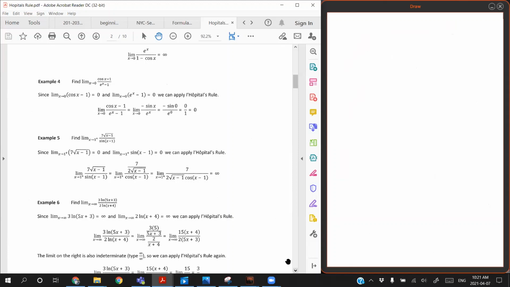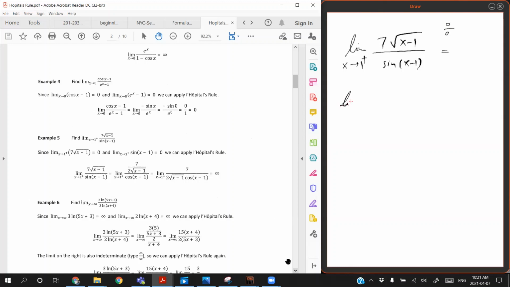Okay. So let's take a look at number 5. We have the limit of 7 root x minus 1 over sine x minus 1 as x approaches 1 from the right. Now in this case, I get 0 on top, 0 times 7, 0. At the bottom, I get sine of 0 if I plug in 1. Sine of 0 is also 0. So that means this limit problem qualifies for L'Hopital's rule.